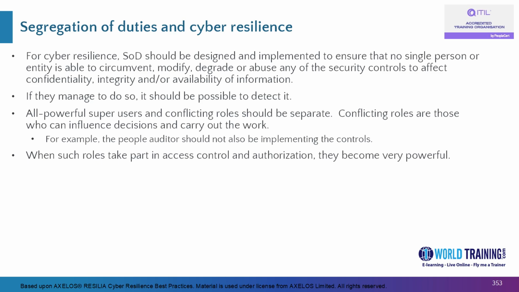Then, segregation of duties and cyber resilience. For any cyber resilience, the SOD should be designed and implemented to ensure that no single person or entity is able to circumvent, modify, degrade, or abuse any of the security controls to affect the confidentiality, integrity, or availability of information. If they manage to do so, it should be possible to detect it. Then, all-powerful super users and conflicting roles need to be separate. Conflicting roles are those that can influence decisions and also carry out the work. For example, the auditor should not also be implementing the controls. When such roles take part in access control and authorization, they become really powerful.